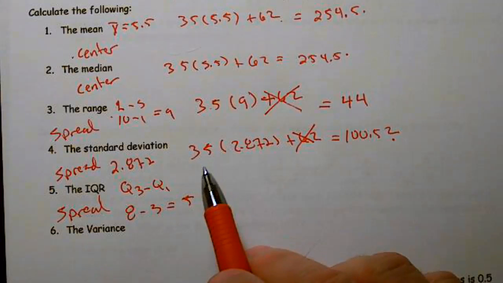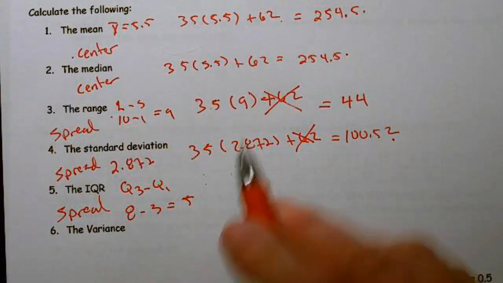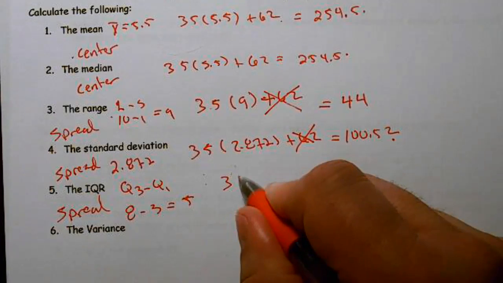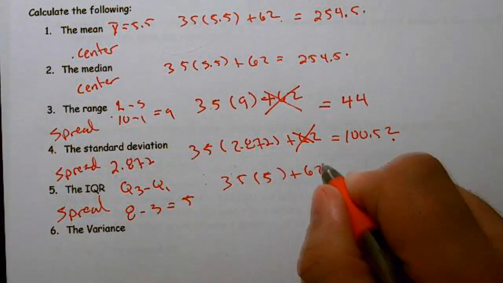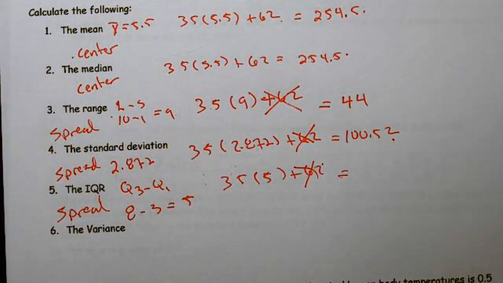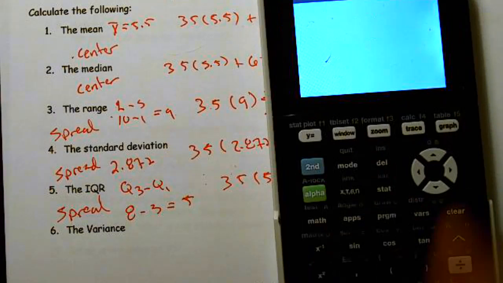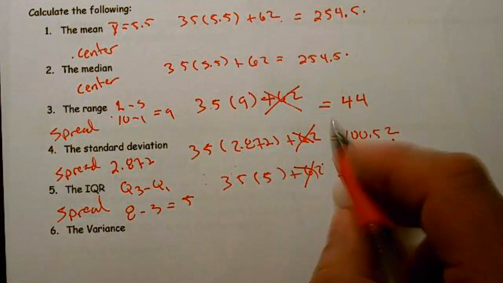And please remember, with measures of spread, I'm going to write my formula, 35 times 5 plus the 62. But with measures of spread, we cannot add the constant. So it's going to just be 35 times 5 is 175.